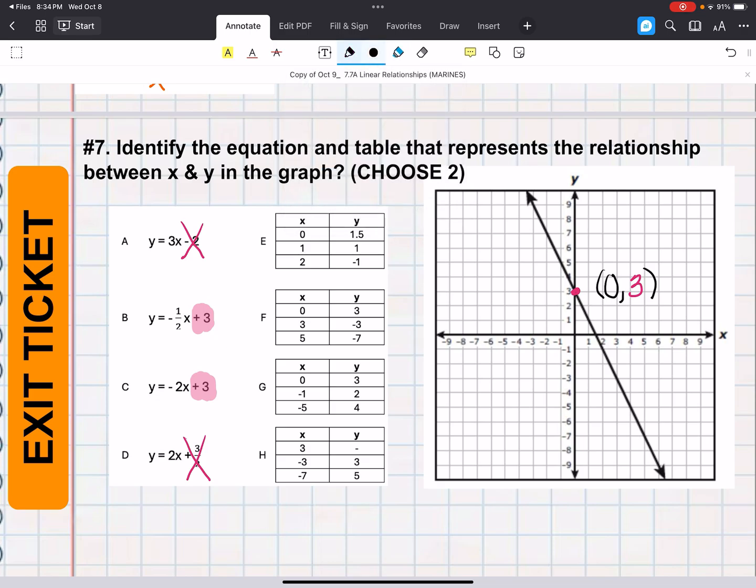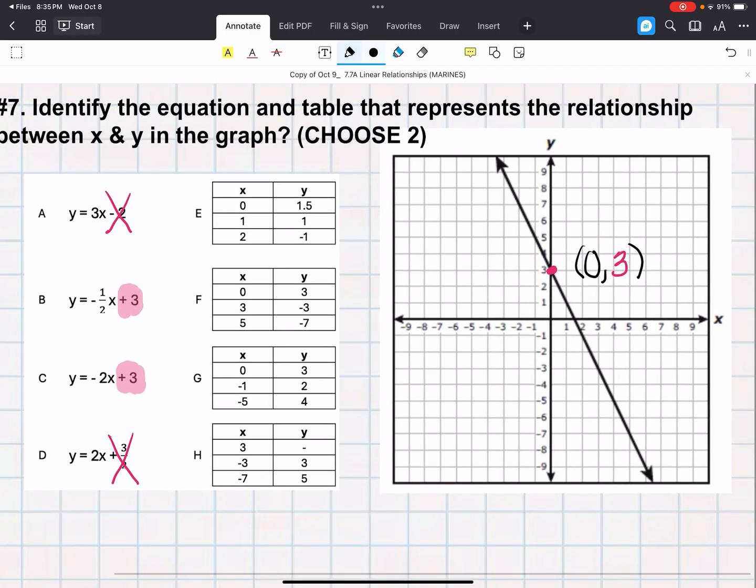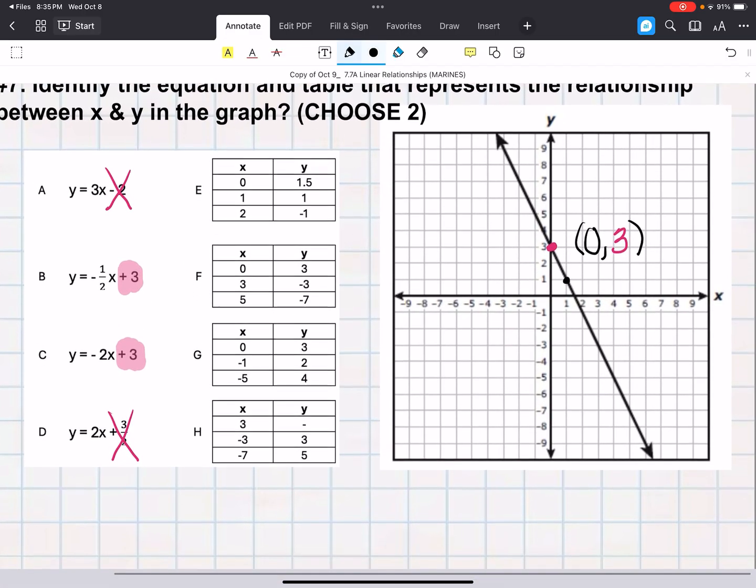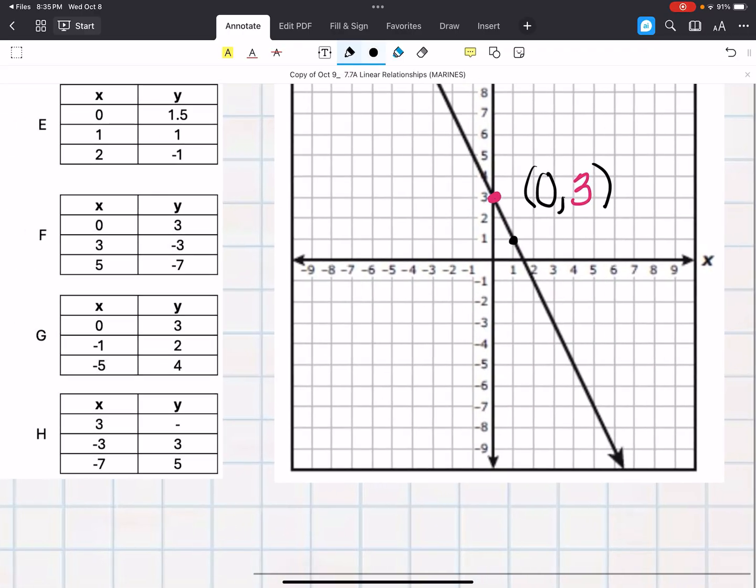So to do that, we're going to use 2 ordered pairs. And remember, the ordered pair you use, make sure it crosses the x and y axis exactly. What do I mean by that? I wouldn't want to use this ordered pair right here because I don't know exactly what the x value is. You want to use where it crosses x and y exactly. So from here, when x is 0, y is 3. When x is 1, y is 1.